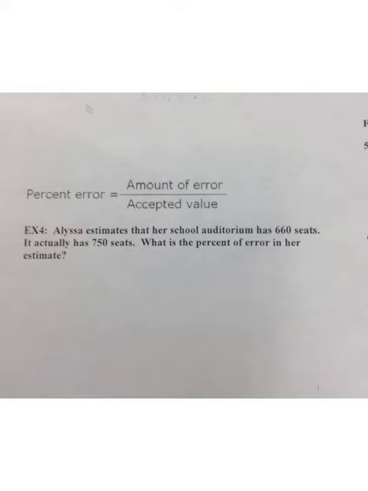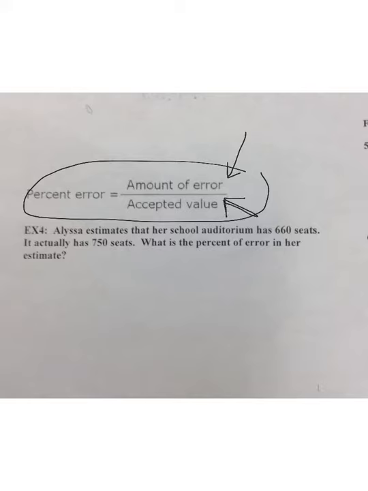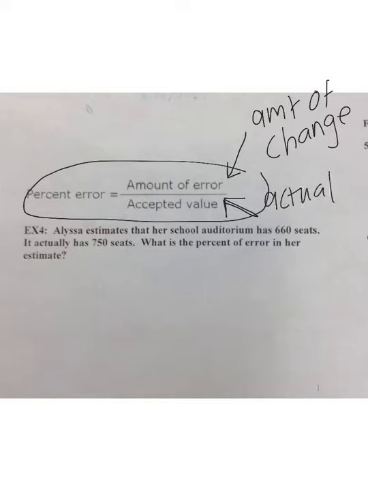So the formula is right here. The percent of error is equal to the amount of error over the accepted value. So it's kind of just what we just did, but it's termed differently because it's a different situation. So when you're finding the amount of error, you're really finding the amount of change, which you'll do by subtracting. And then you're going to put it over the accepted value, which is also known as the actual value. So there was a guess, there was an estimate, we're putting it over what the actual value is.